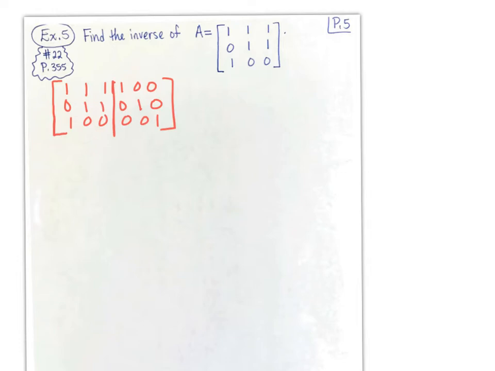Bottom zero. Create a zero where? In what position? Row 3, column 1. Very good. Row 3, column 1, you want to create a zero right here. Very good. So, how do we do that? What's your pivot?